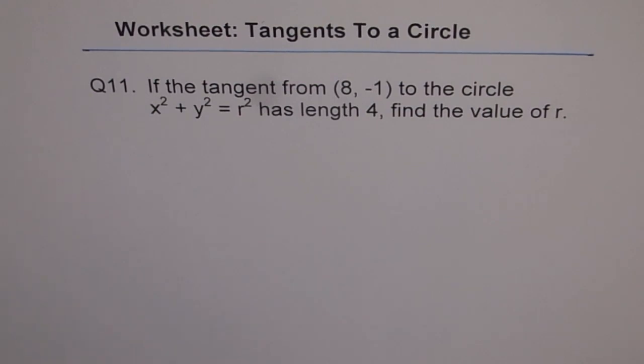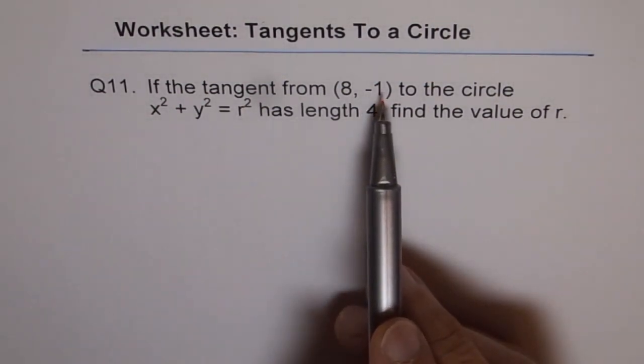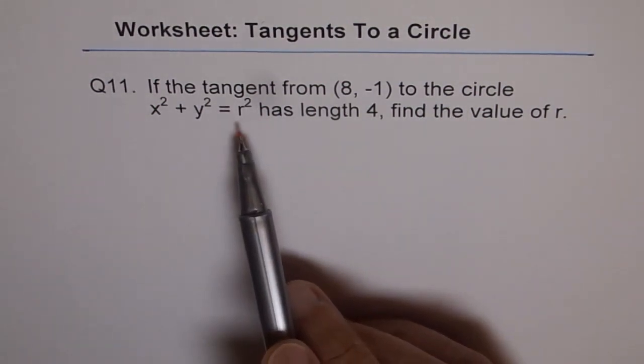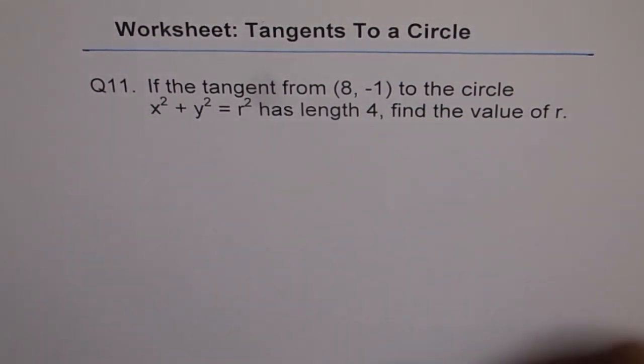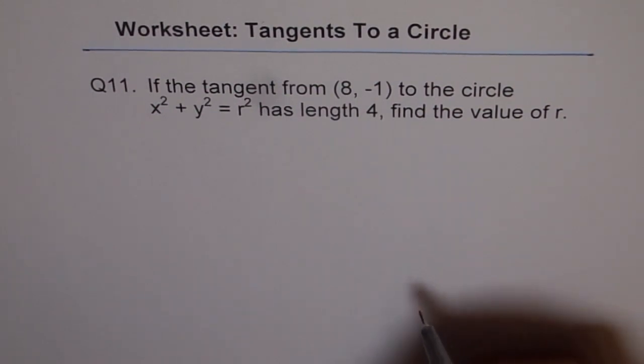Well, this question is very different from the questions we have done so far. Earlier we were trying to find the length of the tangent. Now we are given the length of the tangent and we need to find the radius. So in a way they are similar also. I'd like you to attempt this problem yourself and then look into my solution. Here is how I would like to do it.